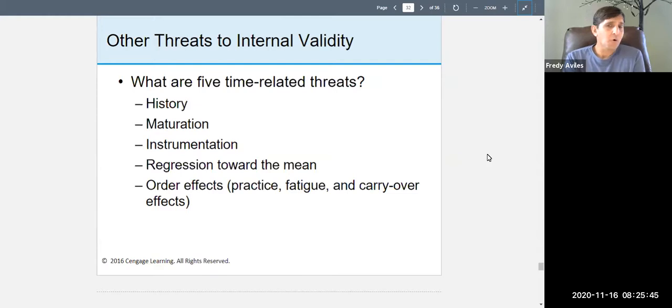There's also order effects. Order effects is a big problem. Participants participate once, twice, 3 times because they go through all the groups, all the conditions, and you have practice effects. They've seen the experiment more than once, so they may behave differently the second time, the third time. You have fatigue.